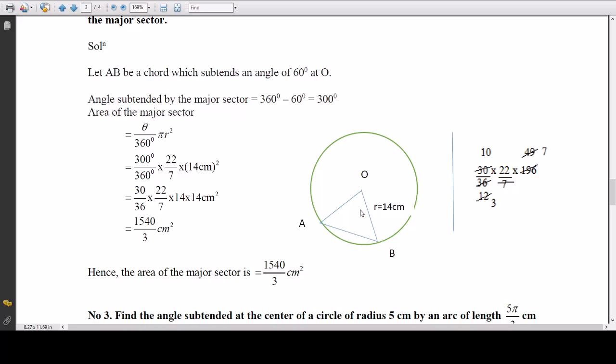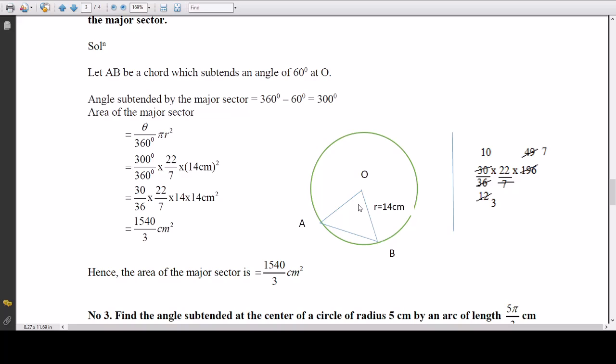The only thing that you have to be clear with here, the problem asks us to find the area of the major sector, not the area of this minor sector, not the area of this smaller sector. The smaller sector you can easily find out by putting theta equal to 60 degree, but here we are not asked to find the area of this minor sector. The question asks us to find the area of the major sector.